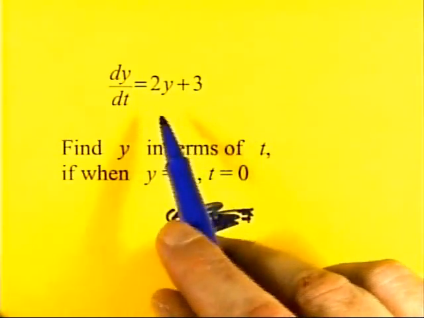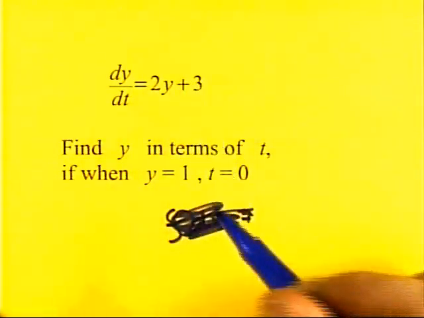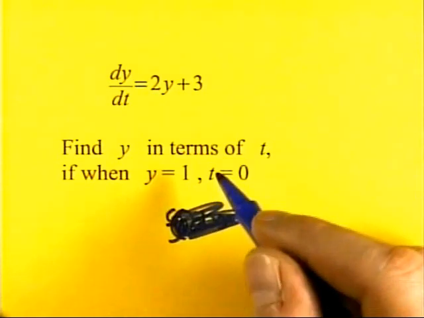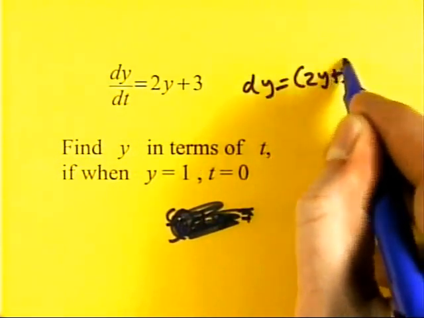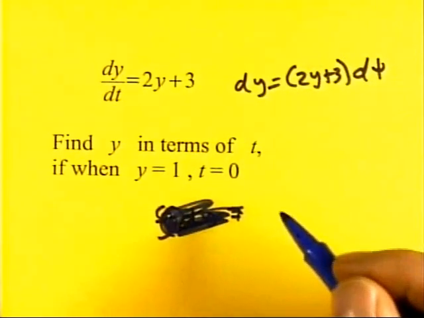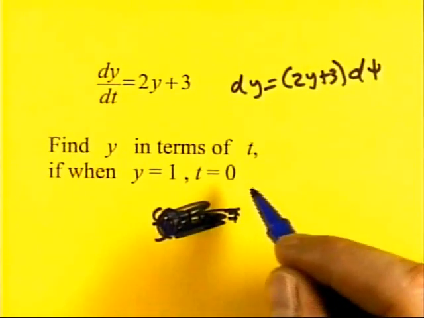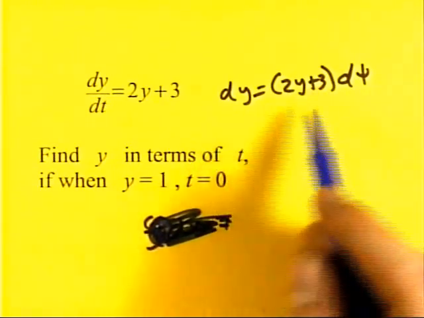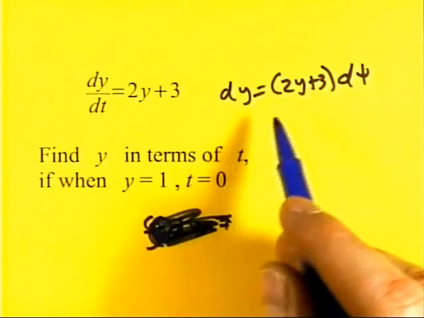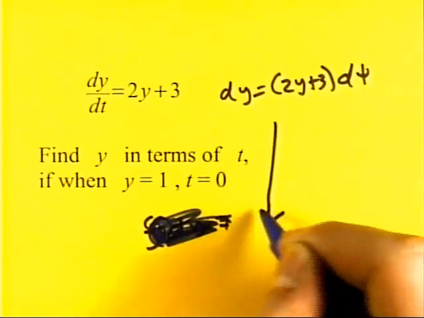Whenever you have something like this, a separable differential equation, first of all, put the dt over there to the other side. So dy is equal to 2y plus 3 times dt, okay? Now integrate. Before you integrate, here's a little trick. You always have to have all the variables on one side of the equation.